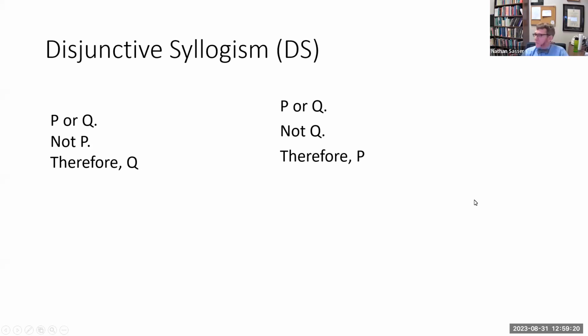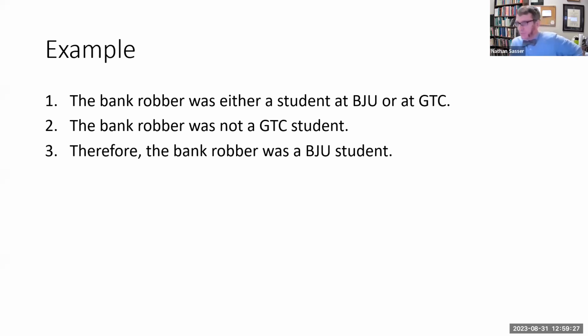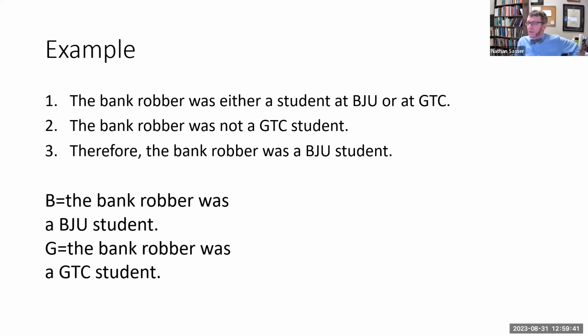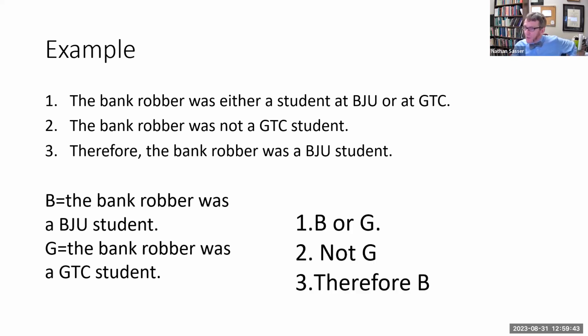So this is a disjunctive syllogism. It's like process of elimination. You've got 2 possibilities, and you eliminate one of them, the other's got to be true. So for example, the bank robber was either a Bob Jones student or a Greenville Tech student. Well, it wasn't a Greenville Tech student, so who's left? It's got to be the Bob Jones student. Process of elimination. And this is what the form would look like: B or G, not G, therefore B.